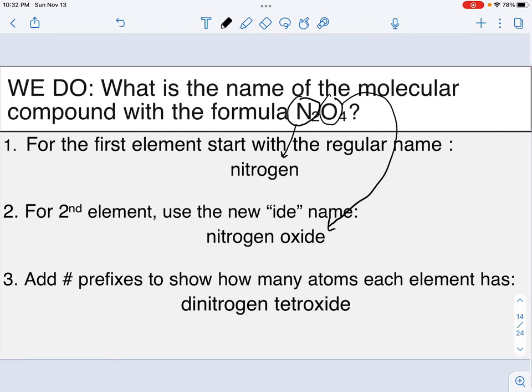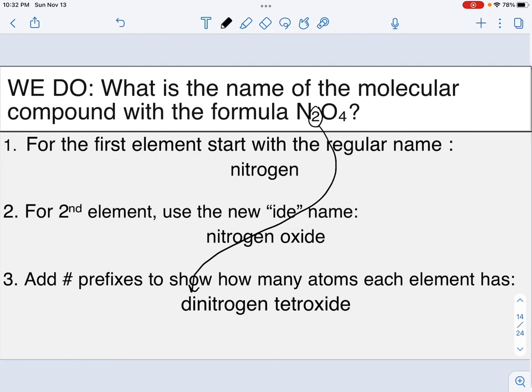Now, for rule number 3, we add number prefixes to show how many atoms each element has. Let's look at nitrogen. There's a 2 subscript, so we have 2 nitrogen atoms. The prefix for 2 is di. So in front of nitrogen, we're going to put di, so it becomes dinitrogen.